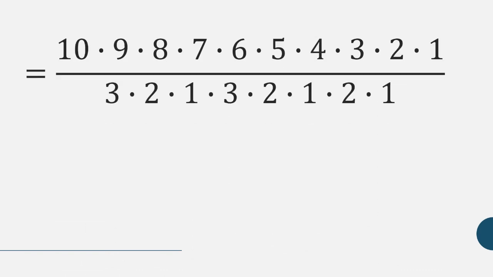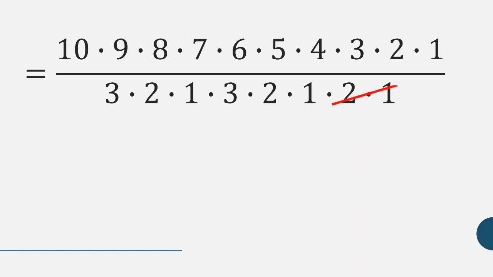Now, let's simplify this problem. So, si 10 factorial, meron tayong 10 times 9 times 8 times 7 times 6 times 5 times 4 times 3 times 2 times 1. At sa baba, yung 3 factorial times 3 factorial times 2 factorial, meron tayong 3 times 2 times 1 times 3 times 2 times 1 times 2 times 1. Pagka ganito yung ating permutation, pwede tayong mag-cancel sa numerator at saka sa denominator, provided that they are equal o may common factor sa kanila. Ang ginagawa natin yan para mas maging maikli or mas madali para sa atin yung pag-simplify sa problem.